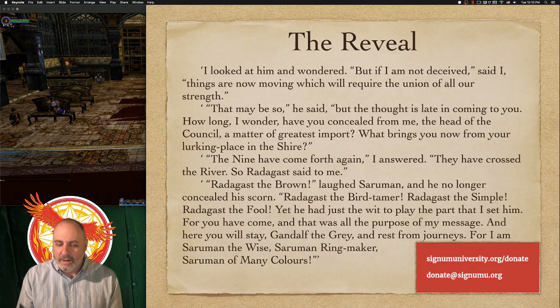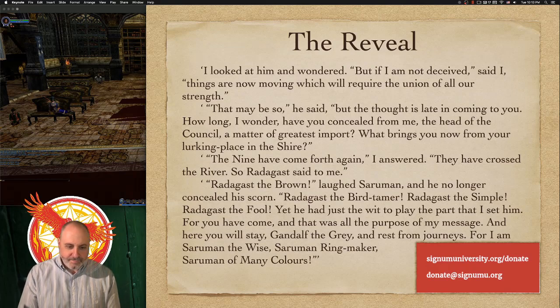Radagast the Brown, laughed Saruman, and he no longer concealed his scorn. Radagast the bird-tamer, Radagast the simple, Radagast the fool. And yet he had just the wit to play the part I set him. For you have come, and that was all the purpose of my message. And here you will stay, Gandalf the Grey, and rest from journeys. For I am Saruman the Wise, Saruman Ringmaker, Saruman of many colors.